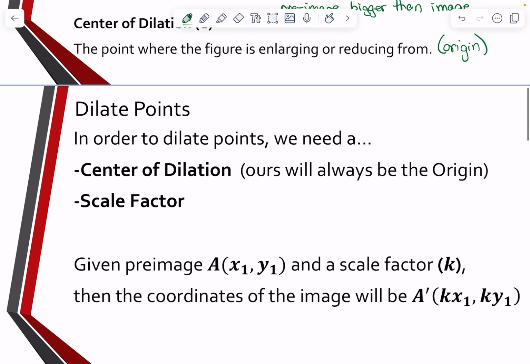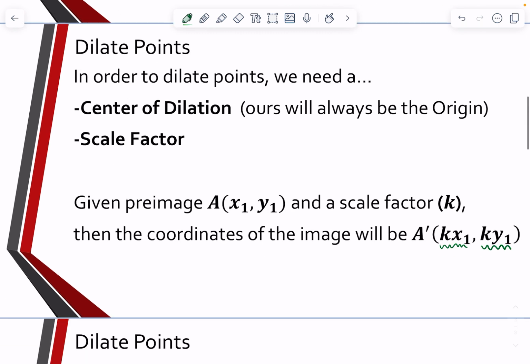So how do we figure out where it's going to be? Well, given that the pre-image is x sub 1, y sub 1, and a scale factor of k, then the coordinates of the image will be k multiplied to x sub 1 and k multiplied to y sub 1. And that will be the image. And that will automatically change the pre-image so that it's either an enlargement if k is bigger than 1, or it is a reduction or a shrink if it's between 0 and 1.